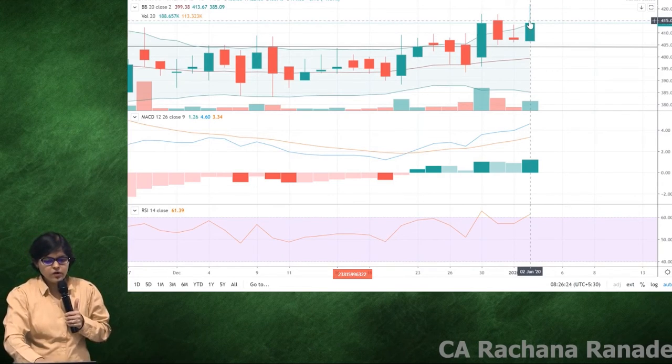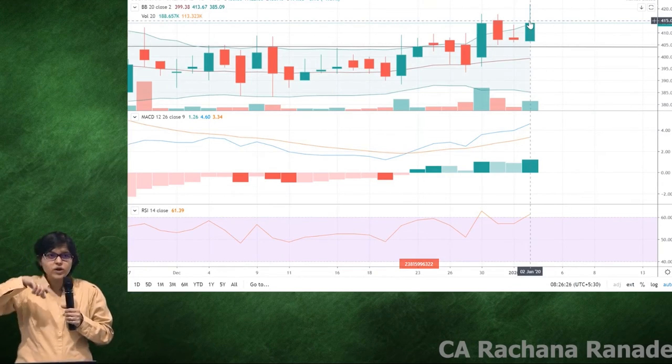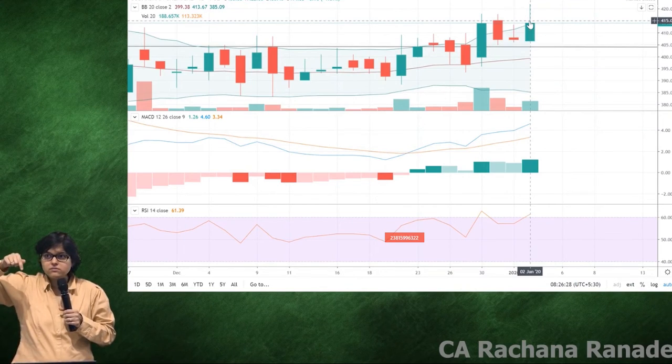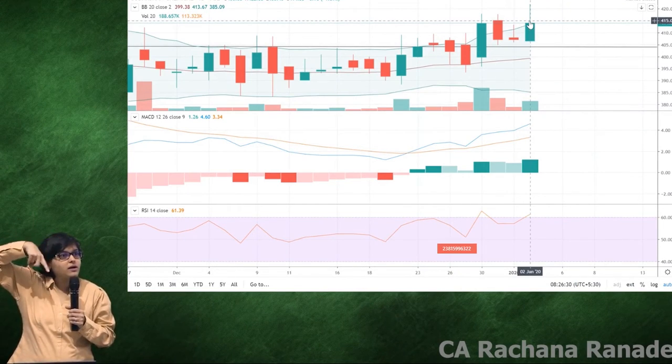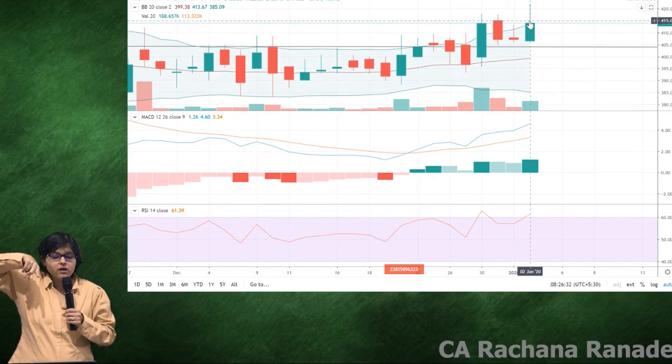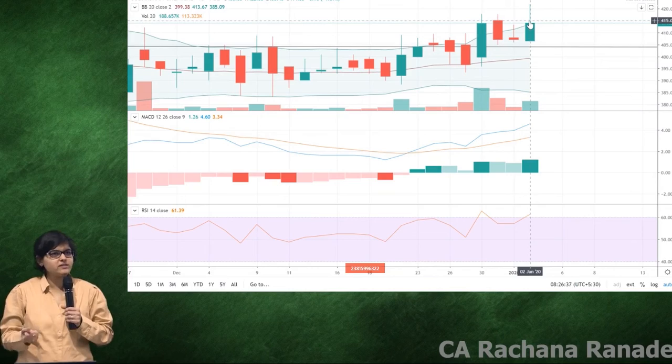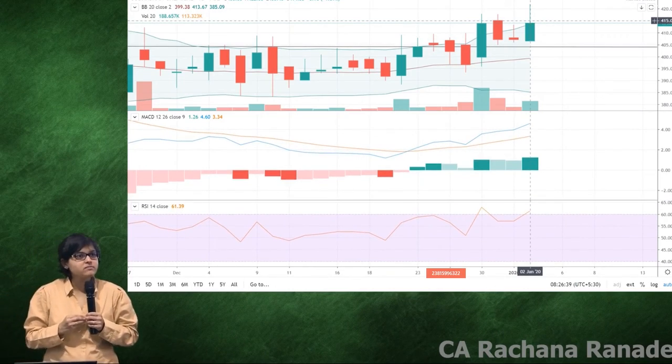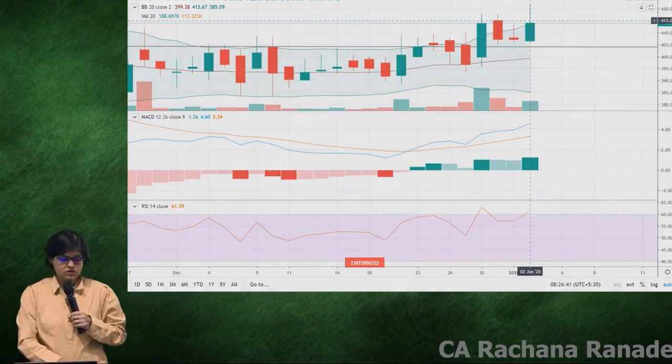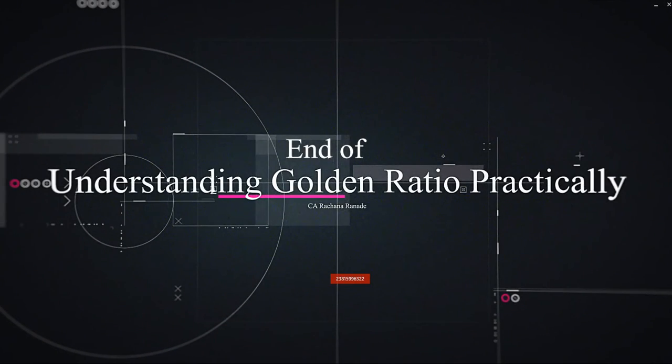Okay? Did we also check out for Fibonacci? Right now it is at the 23%. So ideally it should retrace. So in fact, Sudarshan Chemical can be a good call for a swing trade right now. 2-3 days and out. Something like that. You can check out Sudarshan Chemical very closely for next 2-3 days.